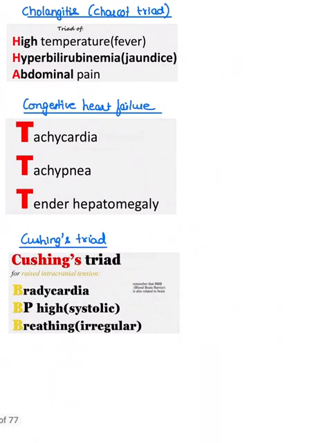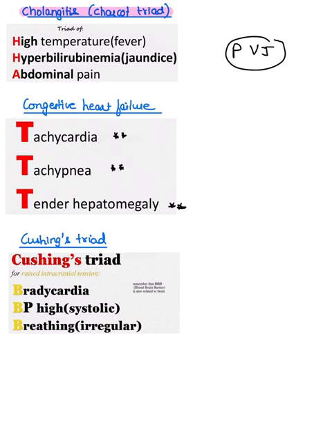Okay. Now coming on to the cholangitis, that is Charcot triad. So what happened here? Here you will find features of pain, fever, and jaundice. Okay, features. Now coming on to the congestive heart failure, you will find tachycardia, tachypnea, increase in heart rate, and tender hepatomegaly.